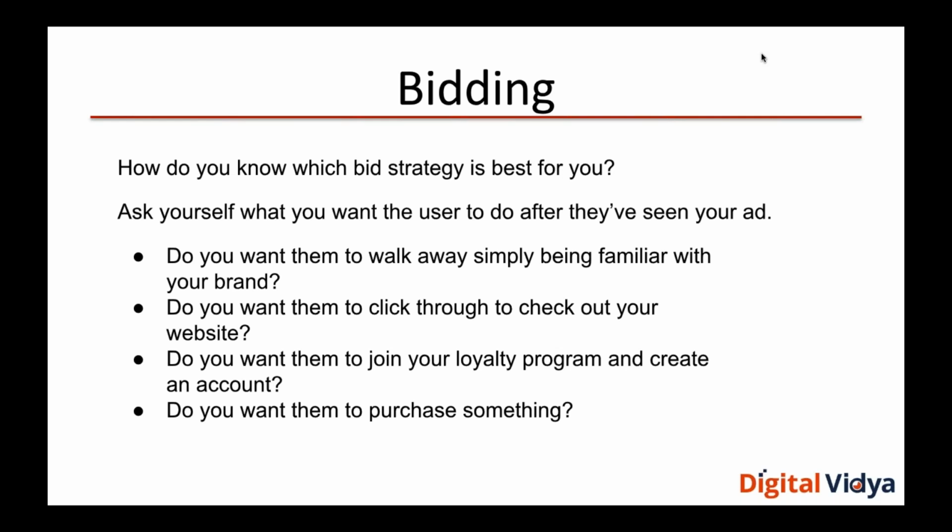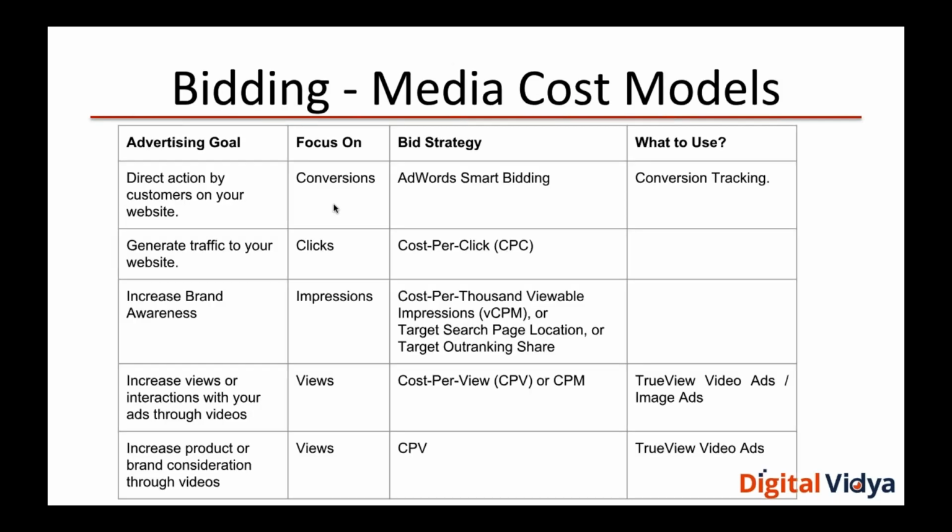Do I want them to join a loyalty program that I'm advertising, or I want them to create an account on my website? Maybe CPA is a good strategy. Do you want them to purchase something from the website? Again, CPA or CPC, both of them can be applicable. So this is a good tabular format to understand this in a very crisp format.